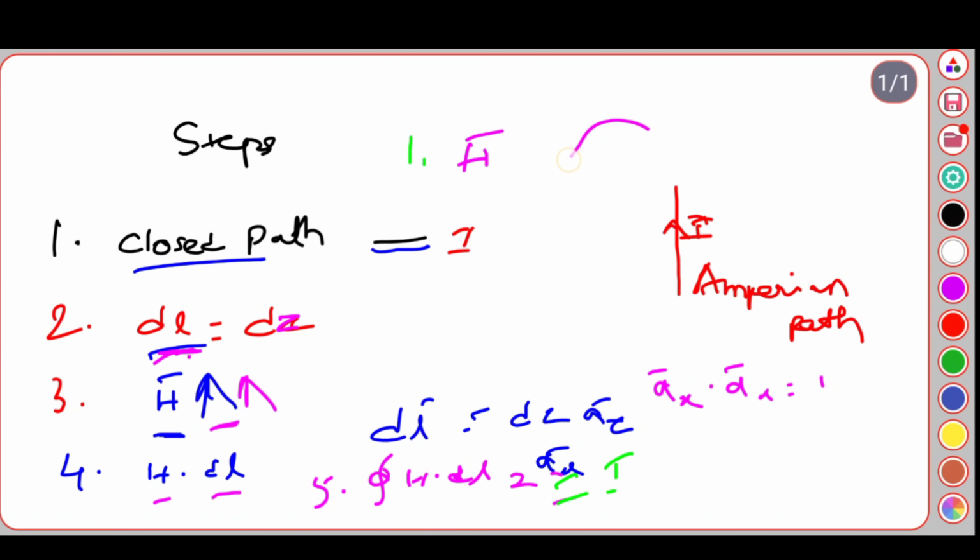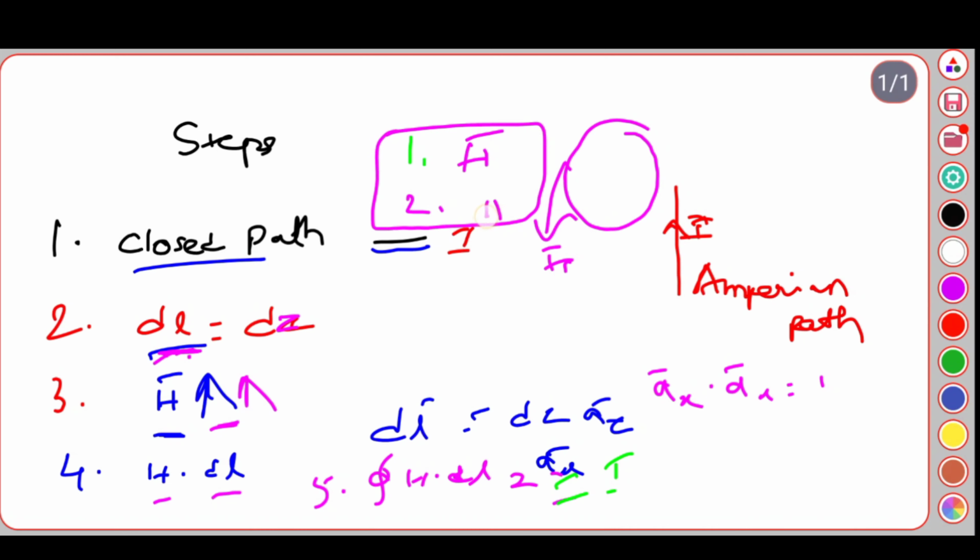Already we know that H bar will always be tangential or normal to the path. The second one is the magnitude of H bar. It must be the same at all points where H is tangential. These are the two points we have to apply. H bar is constant. If you consider a surface area, the magnetic field intensity is constant. We have to assume this. These are the steps and conditions required for applying Ampere's circuital law.